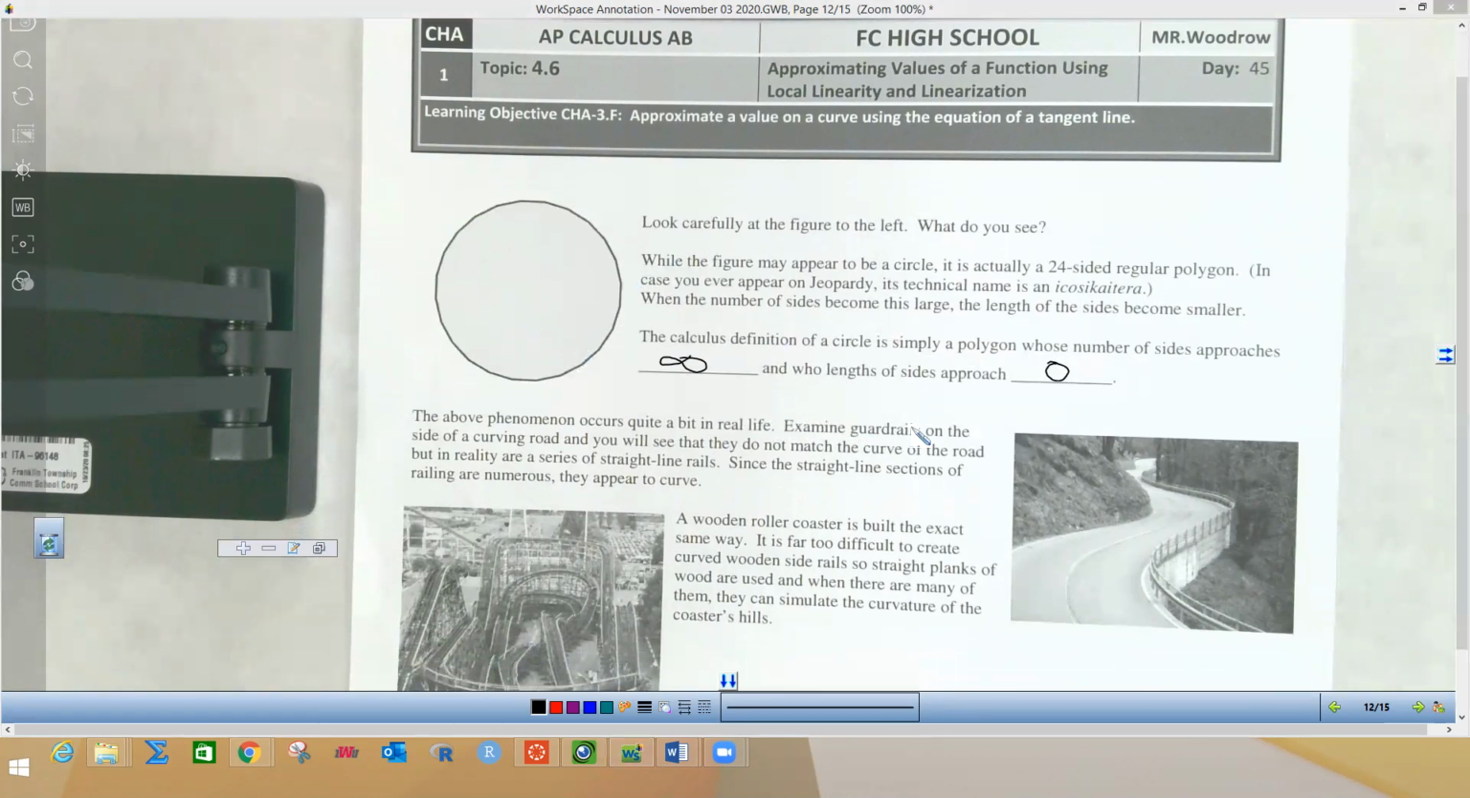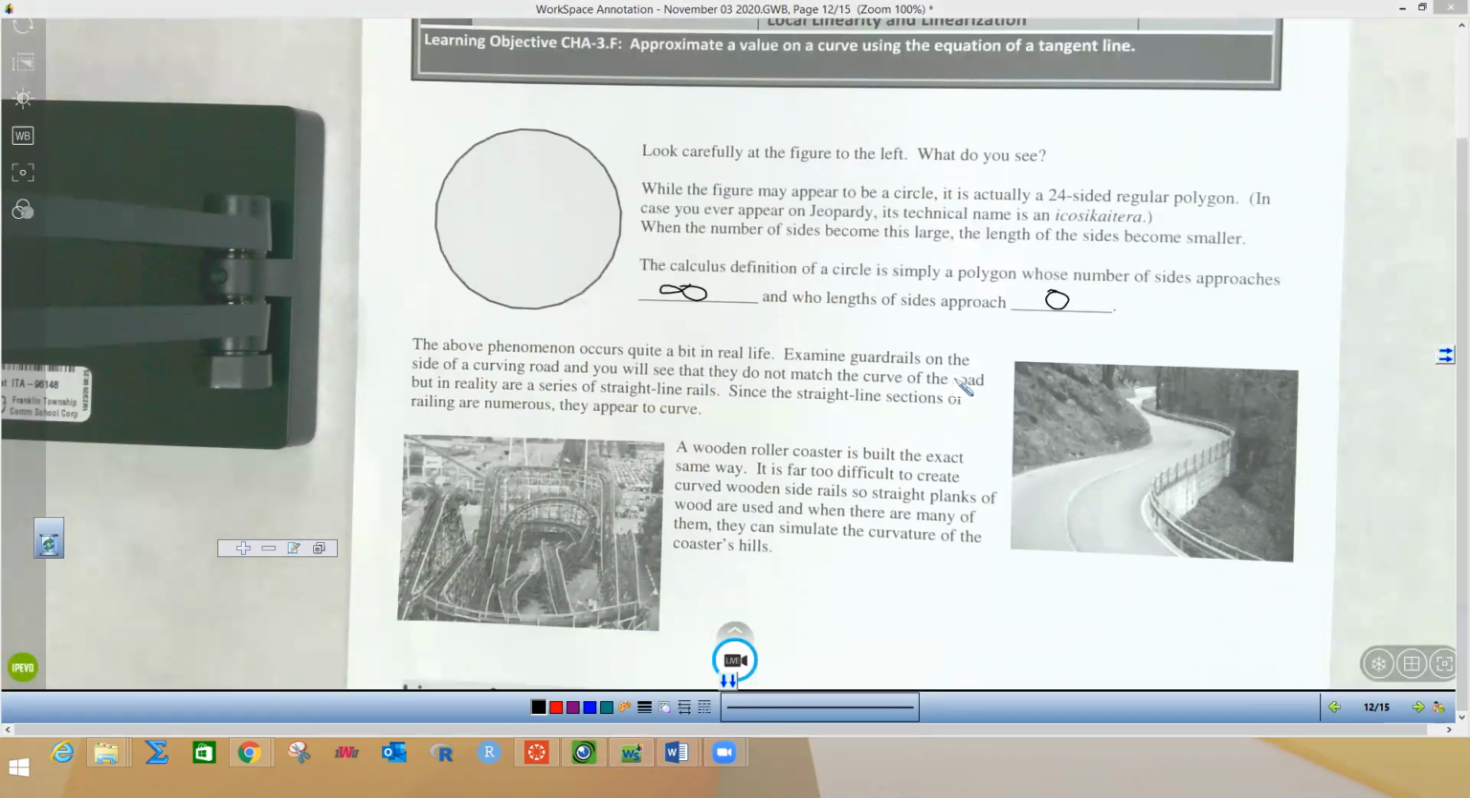Okay, so the above phenomenon occurs quite a bit in the real world. Examine guardrails on the side of a curving road, and you will see that they do not match the curve of the road, but in reality are a series of straight line rails. Since the straight line sections of railing are numerous, they appear to curve. So in other words, each section, like from here to here, that would be a straight line right there, not really a curve. But they appear to curve because the more little sections you have, just like our circle, the more it appears to be curving.